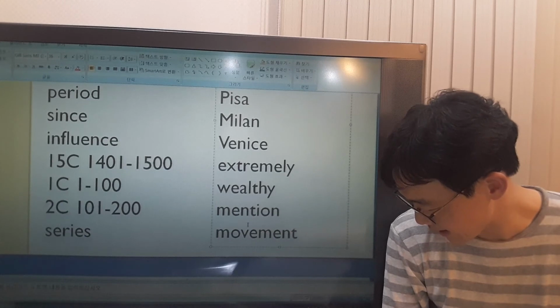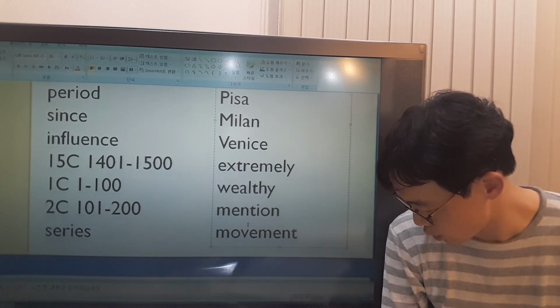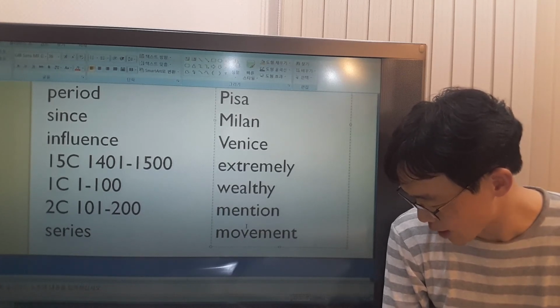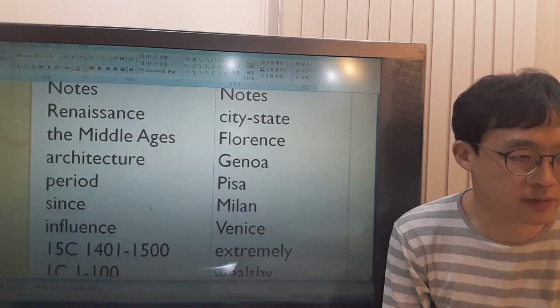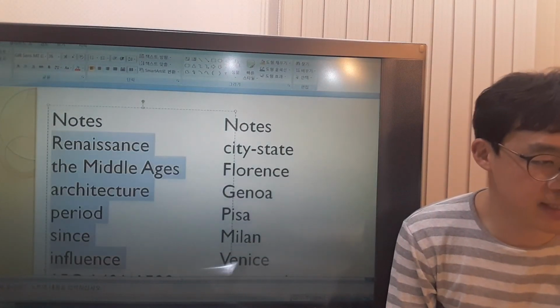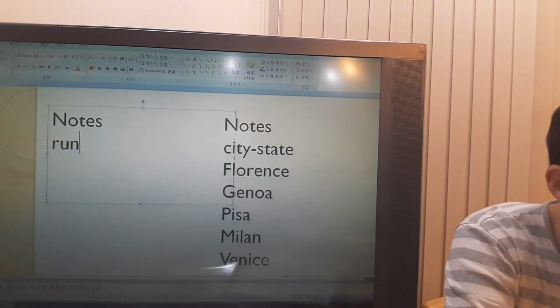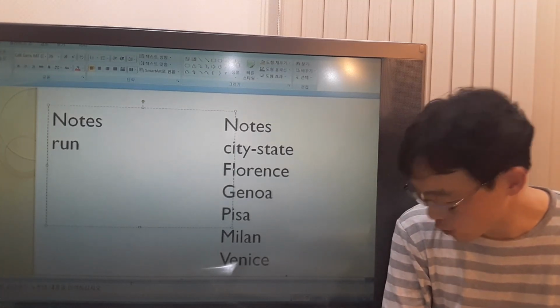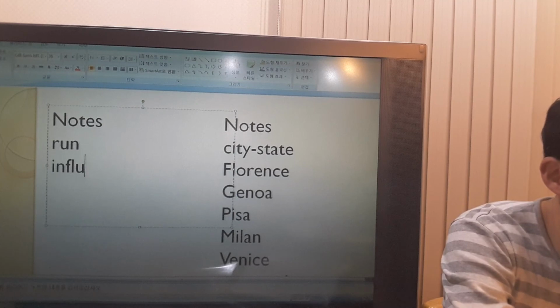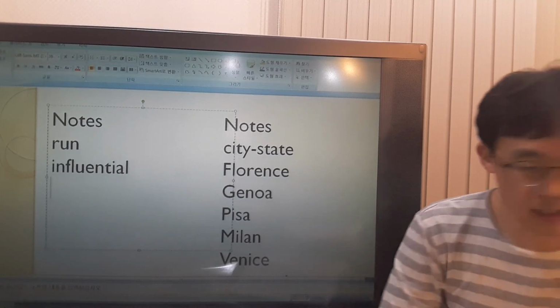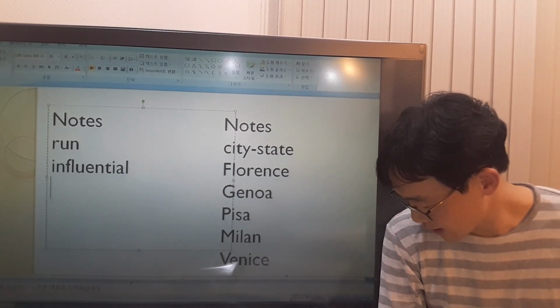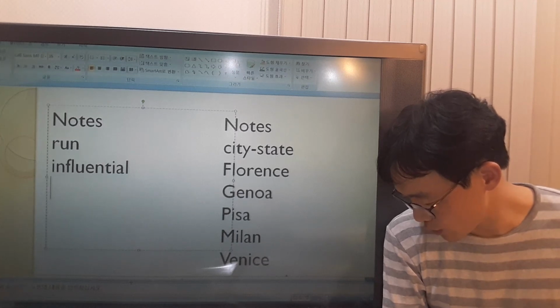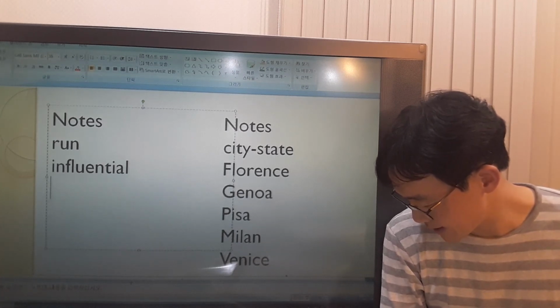All of these city-states were run by influential families that enjoyed art and wanted new buildings designed and erected. All of these city-states were run. What does that mean, run? Run means operated, okay, or managed by influential families. Influential means having power, okay? Having power to affect other people, that enjoyed art and wanted new buildings designed and erected.